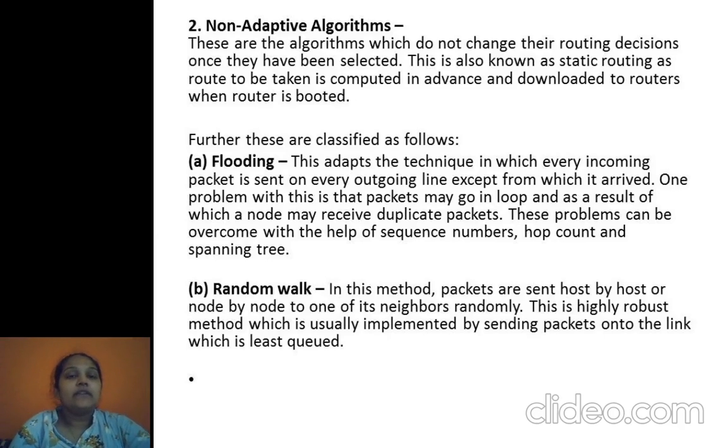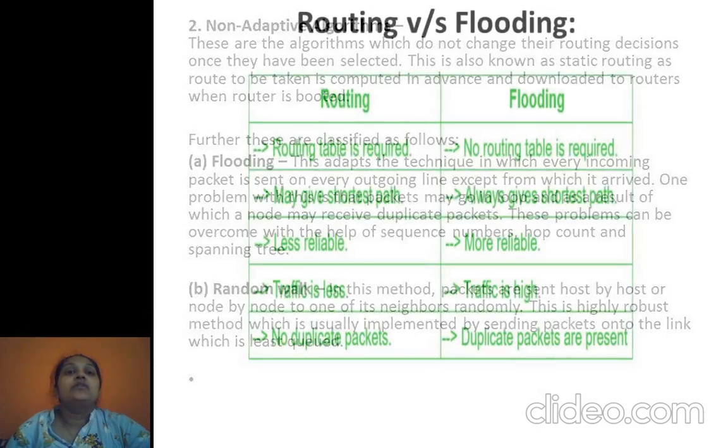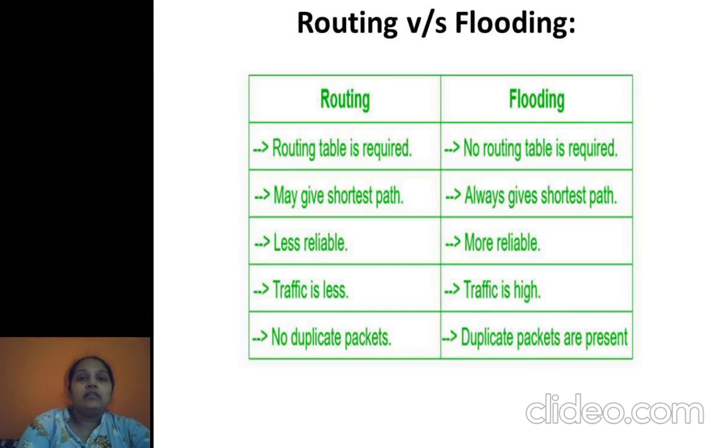Third thing that we have to remember is that the classification of non-adaptive algorithms is of two types. First is folding and second is random walk. Folding gives the information to every outgoing line, so because of that duplication of packets happens. Duplication is overcome with the help of sequence number, hop count and spanning tree. And random walk is a method where packets are sent host by host and node by node. So this is today's lecture. This is one of the important differences between routing and folding.